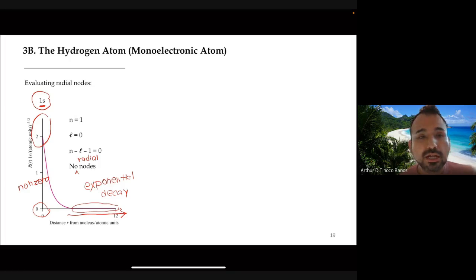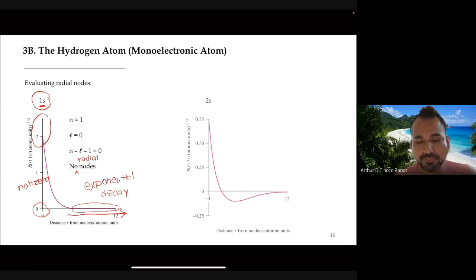All right, you guys did very well there. Let's move on to the next example. The 2s. All right. So what's the value of n for the 2s?